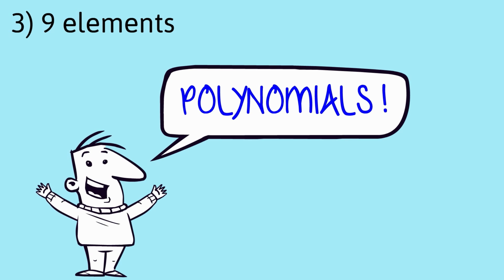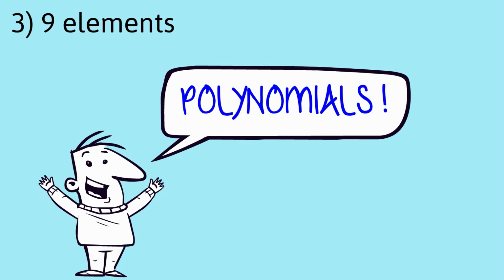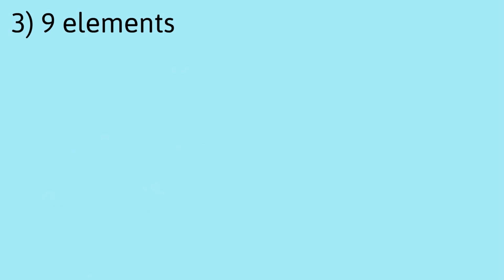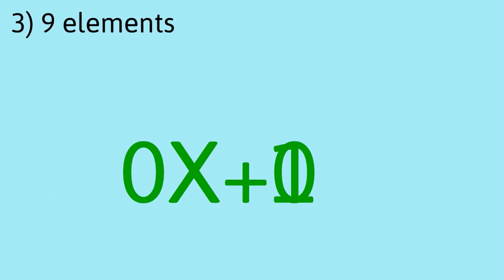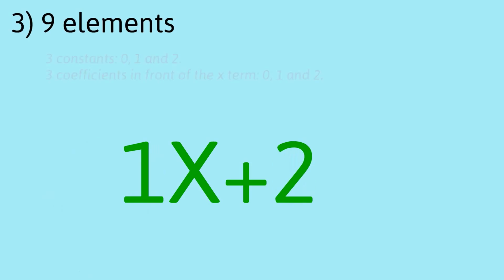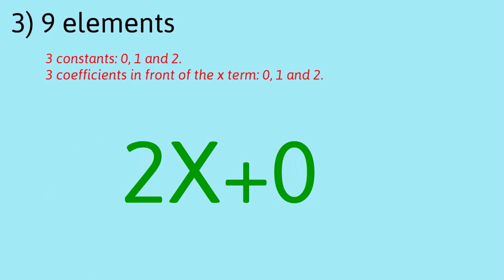The first is that we can use sets of polynomials. So how could we construct 9 polynomials to make up this finite field? Well, here's one way. We can use the fact that 9 equals 3 squared, so we have sort of 3 constants and 3 coefficients in front of the x term, and we end up with these 9 polynomials.